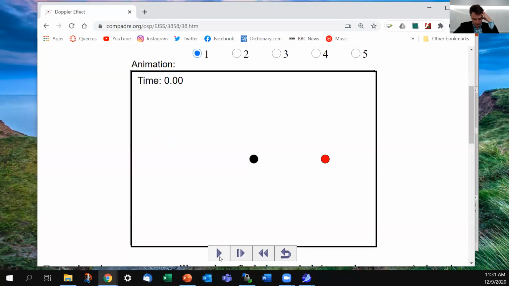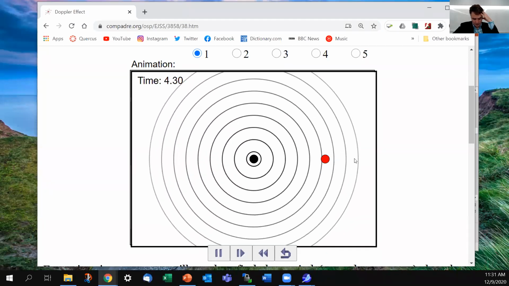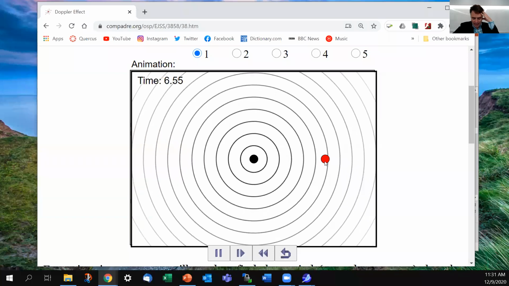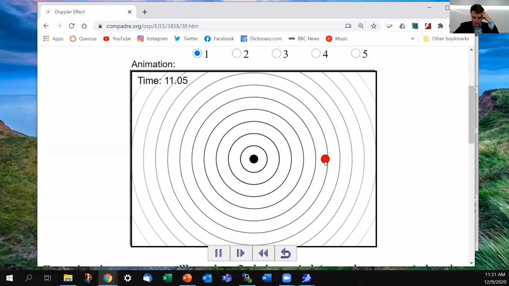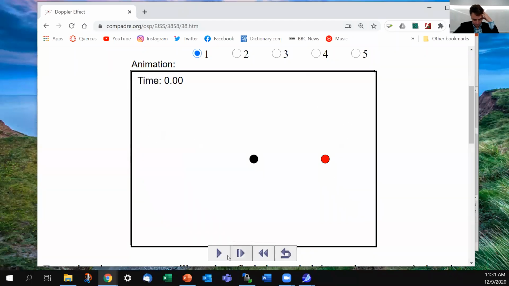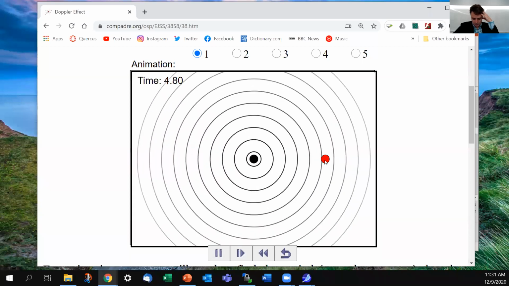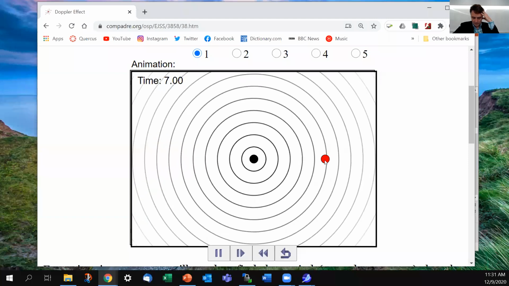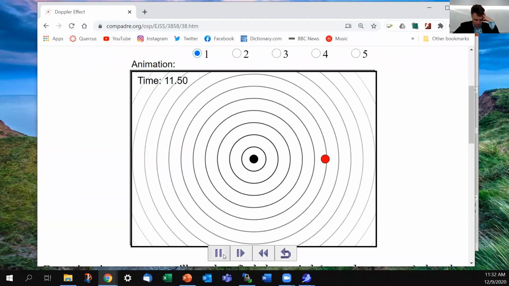If you start waves, these wave fronts go out into the room and they pass the red dot at a certain frequency. 1, 2, 3. Oop, that's the end of the animation. Let's start again. First it has to get there. But they pass at a certain frequency, 1, 2, 3, 4, 5. That frequency is called the frequency of the source.